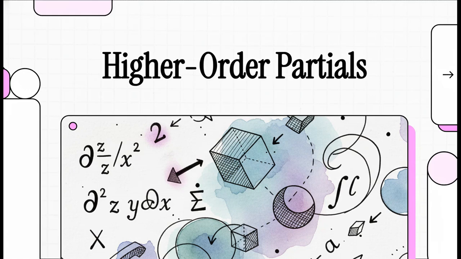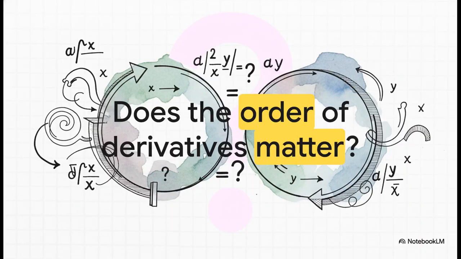So in multivariable calculus, we're always building on what we already know, right? Today, we're going to take that a step further and look at higher order partial derivatives, which brings up a really interesting question. Here it is, the big question for today. When you're taking derivatives of derivatives, does the order you do it in actually change the answer?